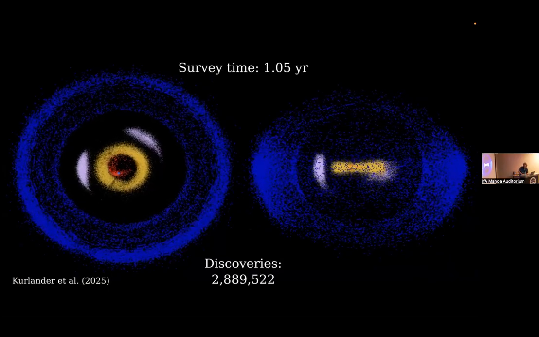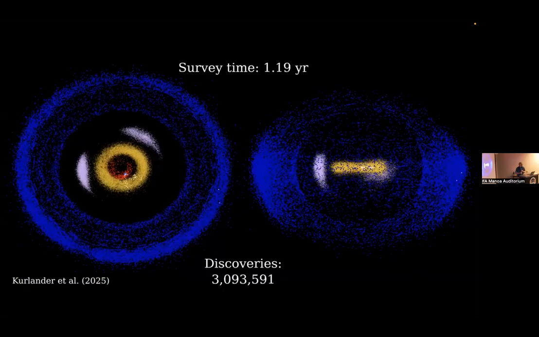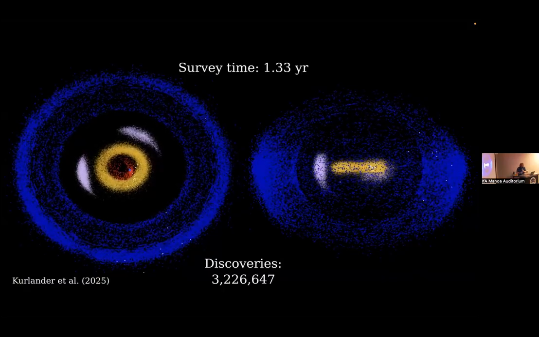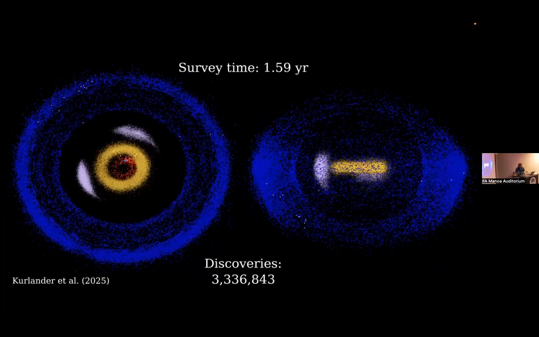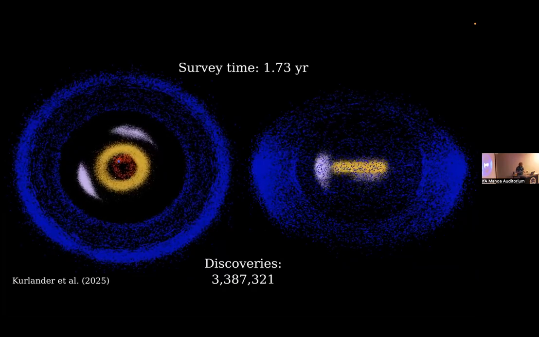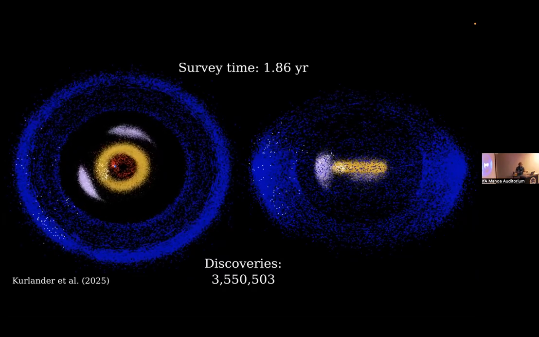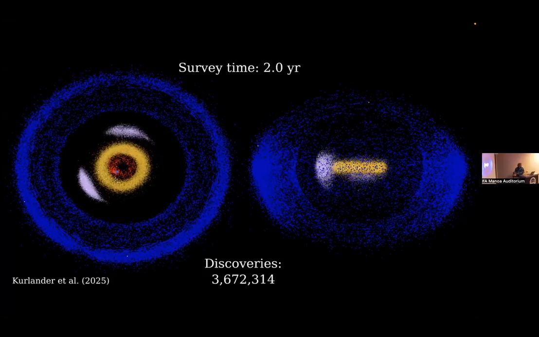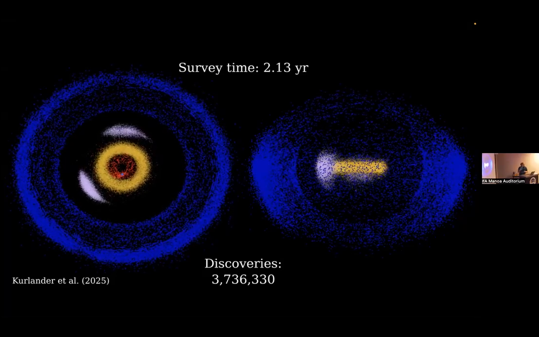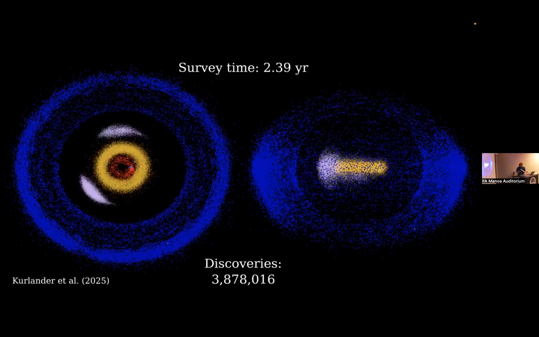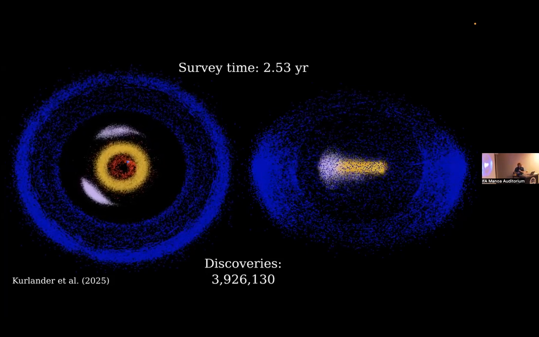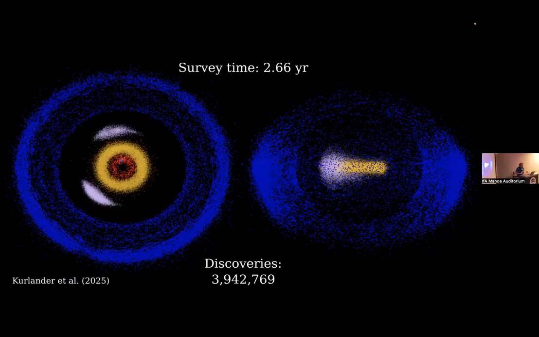I love this animation, so we're gonna watch the whole thing. It's just mind-boggling. Like, look at how much it's discovering. There's 3 million dirty snowballs and snowy dirt balls out in the solar system that we have not discovered, that LSST or the Vera C. Rubin is going to discover. You're gonna be busy. Yeah, I might have to stay awake during the day.